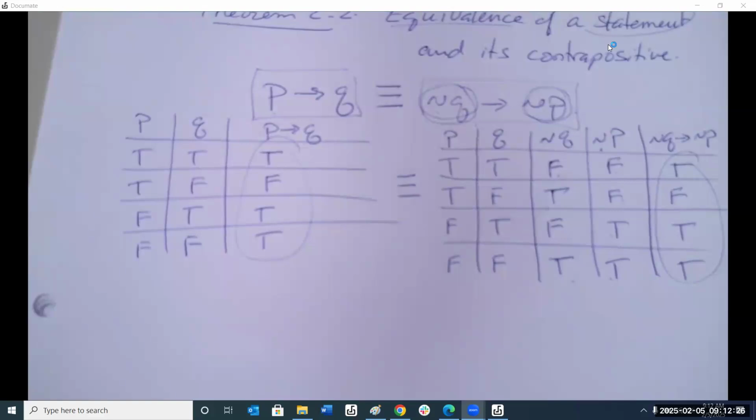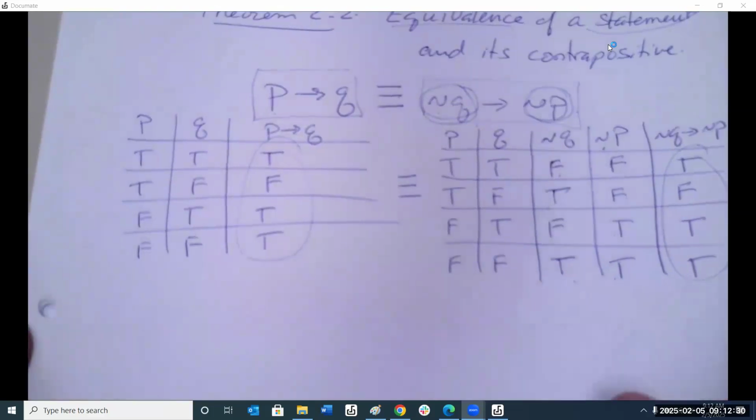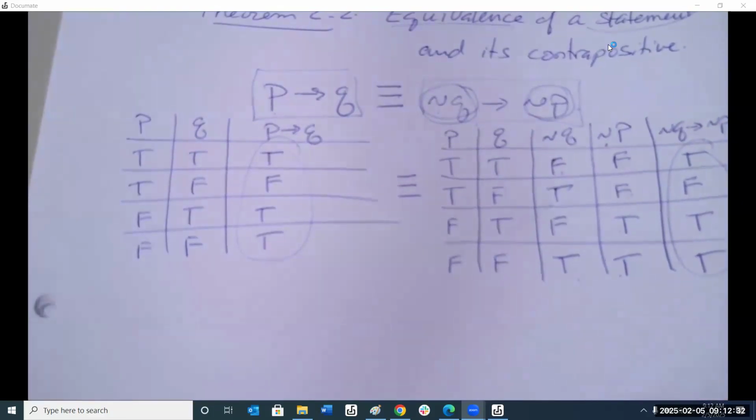Makes sense? This is a lot of extra work, but we have to show that it works. So those were conditionals, if-thens.